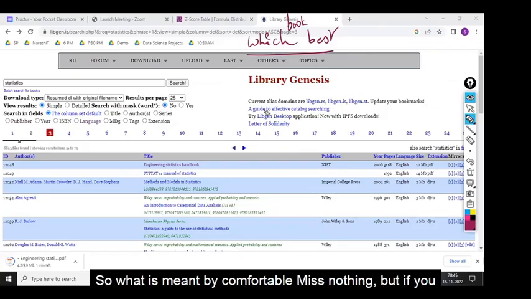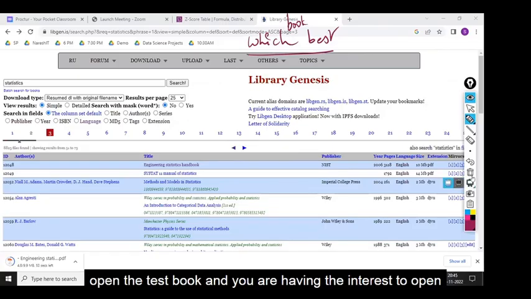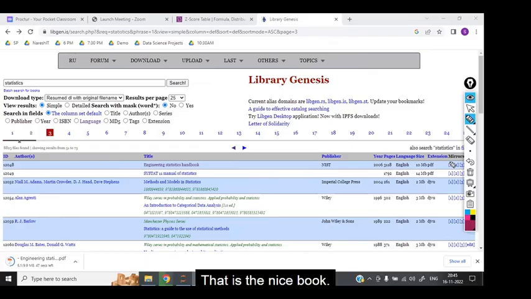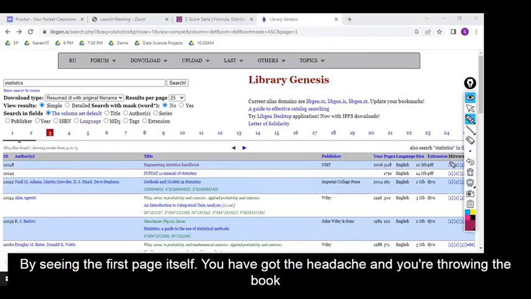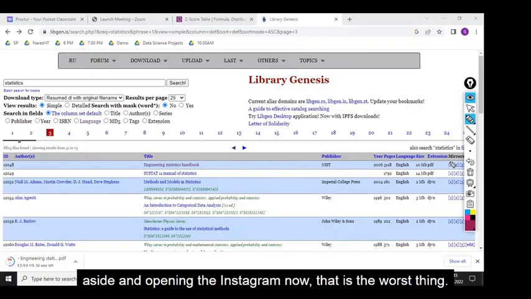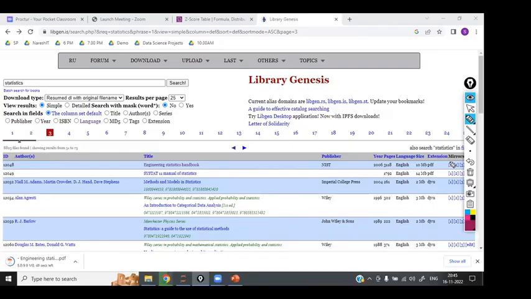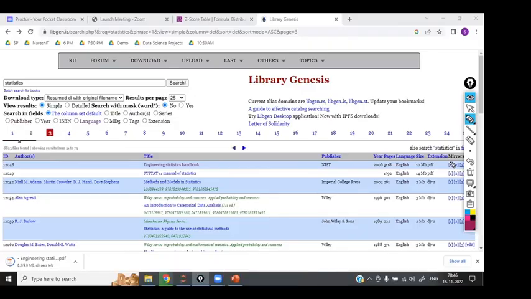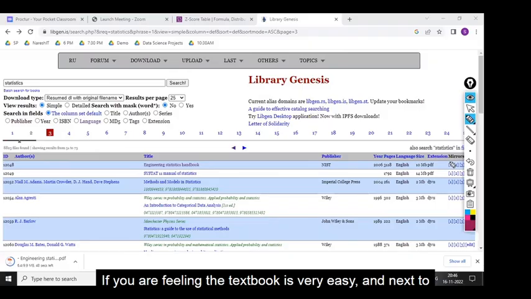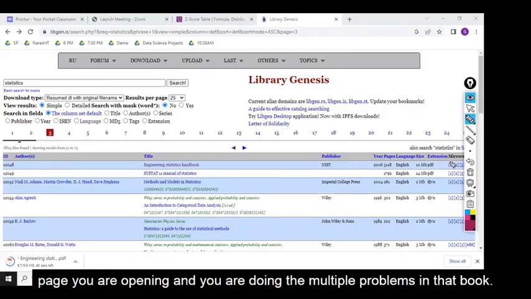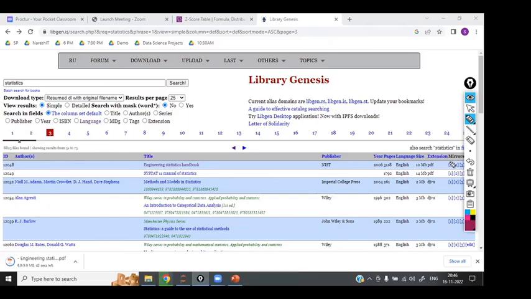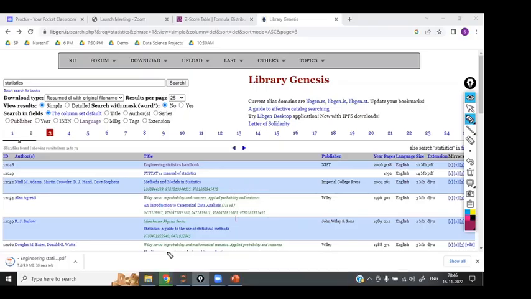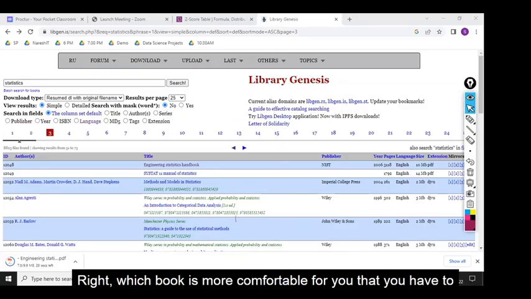So what is meant by comfortable? It means if you open the textbook and you have the interest to open the next page, if you are reading it like a novel, that is the nice book. By seeing the first page itself, if you get a headache and you throw the book aside and open Instagram, that is the worst book. You have deviated from the textbook, that means that is the worst book. If you feel the textbook is very easy and you open the next page and do multiple problems in that book, that is the best book for you. Like that, you have to select your own book. Which book is more comfortable for you, that you have to select.